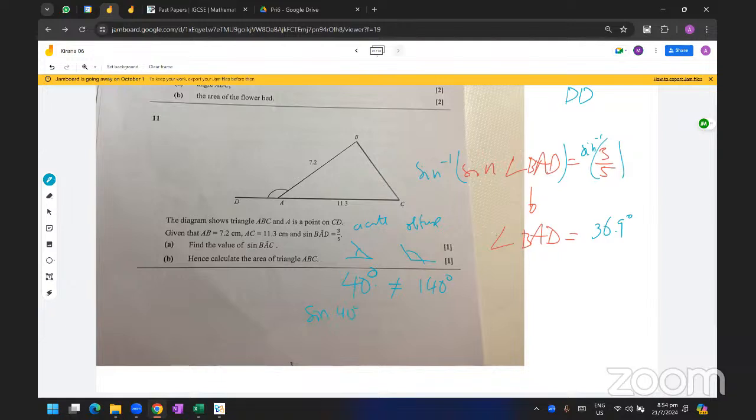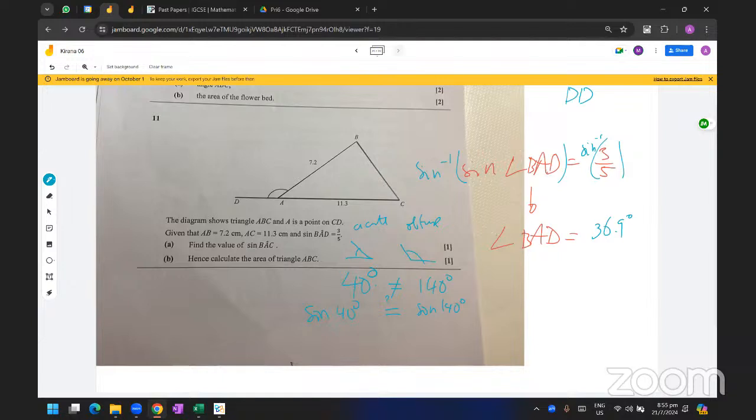Sine 40, press your calculator, sine 40. Is it equal to sine 140? Try. They are the same.